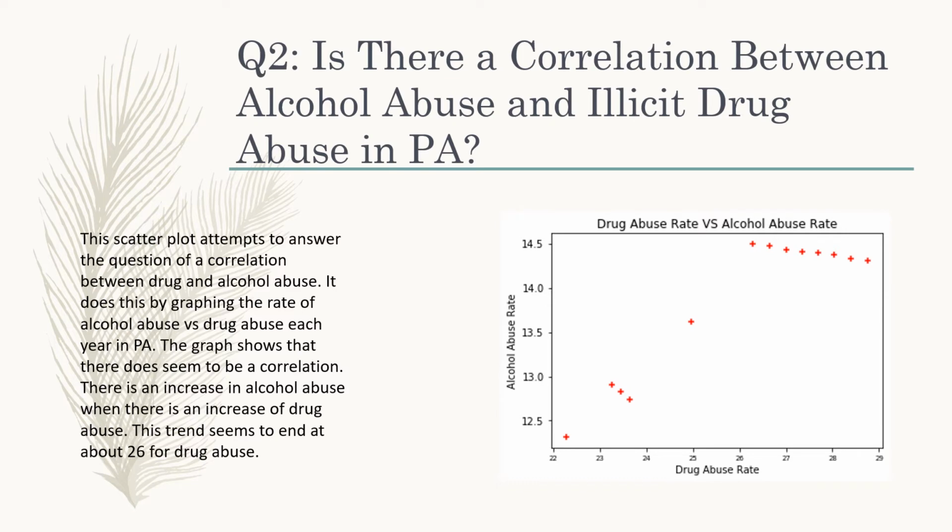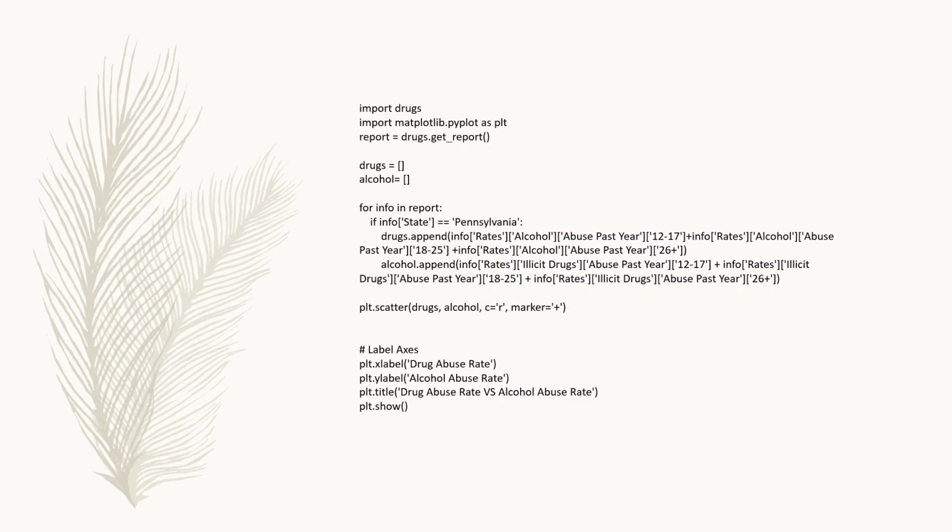This trend seems to end at about a 26% rate for drug abuse, where alcohol abuse at that point seems to plateau. So this slide contains the code I used to create this visualization. It's much shorter and simpler than the last code because I'm only looking at one state versus all 50.